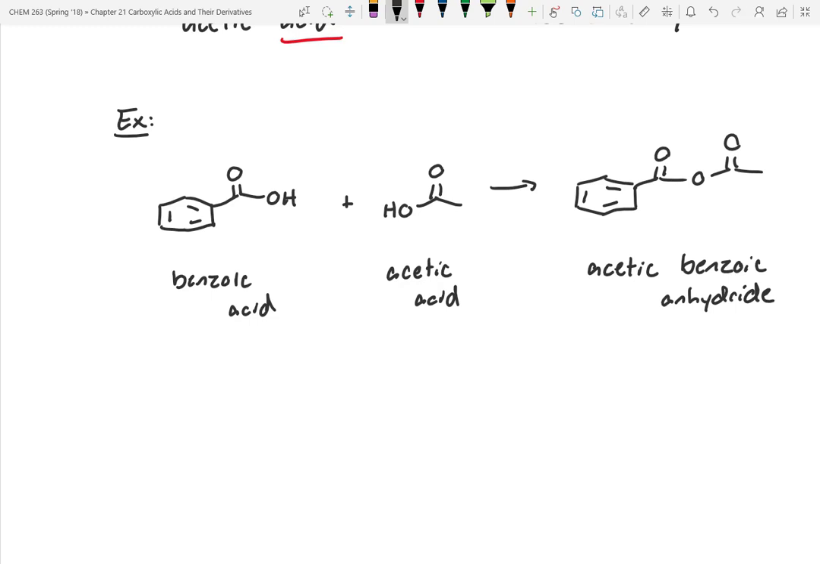Does that make sense? Yeah, exactly. So in this case, we put acetic first because it has the A, and the A would come before the B. Does that make sense? All right, I think we might stop there today, and then tomorrow when we come back, we'll finish up with naming esters, amides, and nitriles.